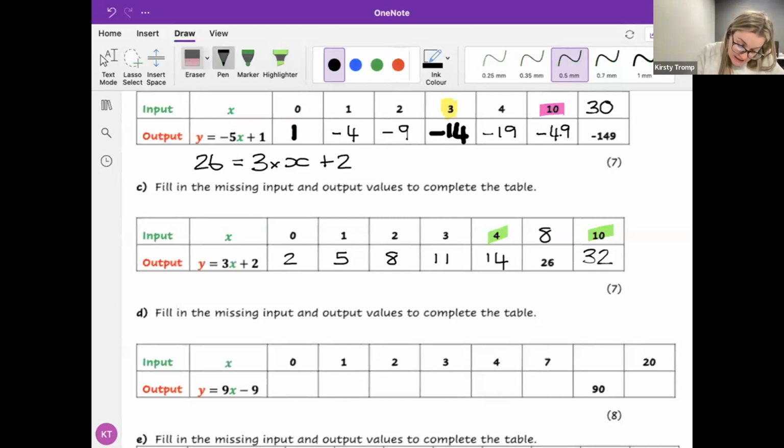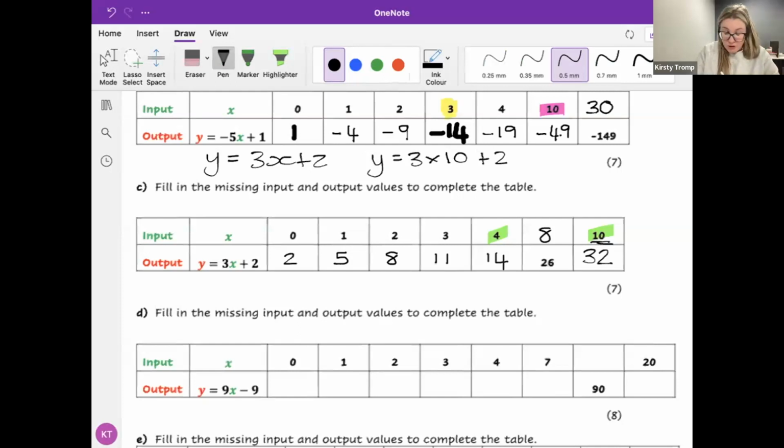Okay, so Janet, I have got my equation, which is y is equal to 3x plus 2. So instead of seeing x, I'm going to see 10, hey? So I've got 3 times by 10 plus 2. 3 times 10 gives me 30, and 30 plus 2 will give me 32. Does that make sense? Thank you. Yes, it does. You're welcome, no problem.